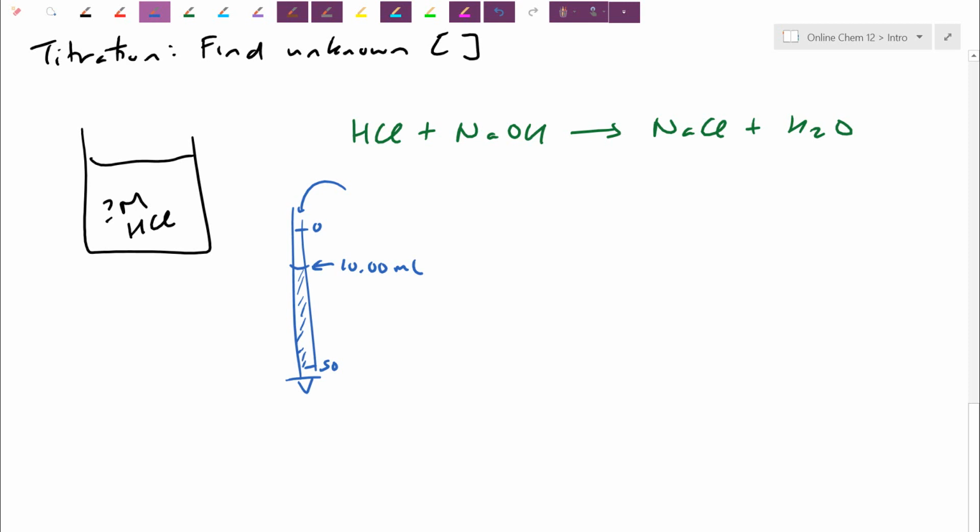But what I'm going to do is I'm going to take an initial volume reading. So that's the volume initial. And for this setup, although you could have put the acid or the base inside here, because my unknown is the acid, I'm going to put the base. The base, I'm going to give you the concentration. Let's say it's 0.2500 molar NaOH.